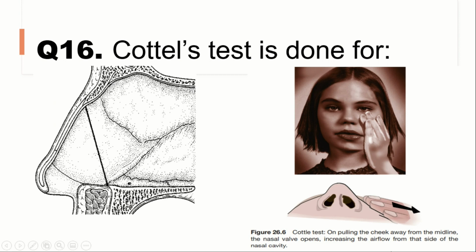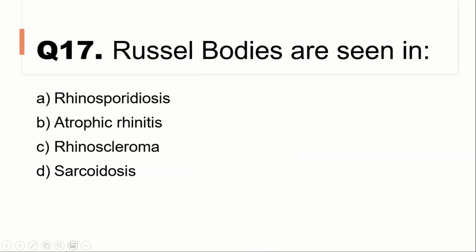Similarly, we need to know about the Cottle's line. This is a vertical line between the nasal process of frontal bone and the nasal spine of the maxillary crest. It divides the septum into anterior and posterior segments. Here you can see this is the Cottle's line. Similarly, there is a classification called the Cottle's classification of the deviated nasal septum, which classifies the DNS into simple, obstructed, and impacted. Next question.